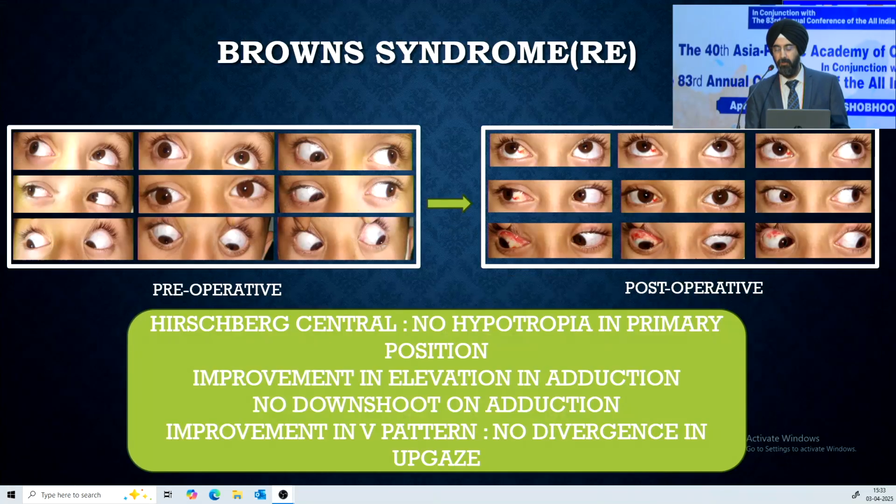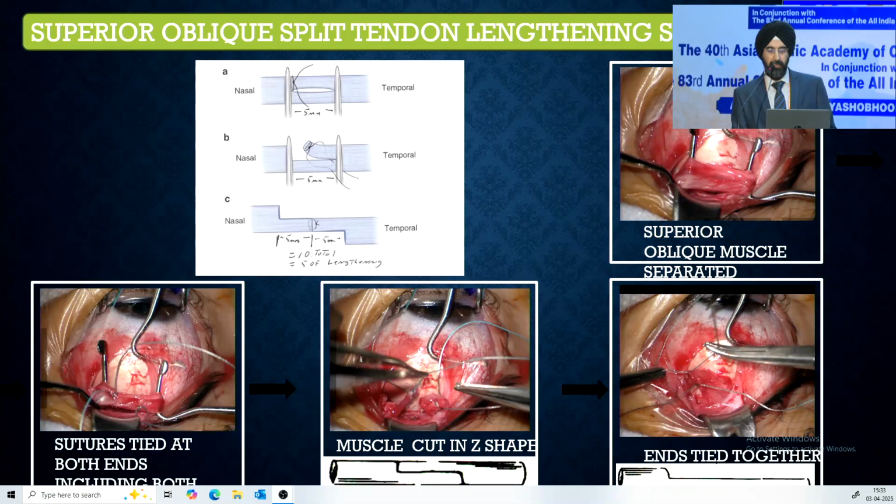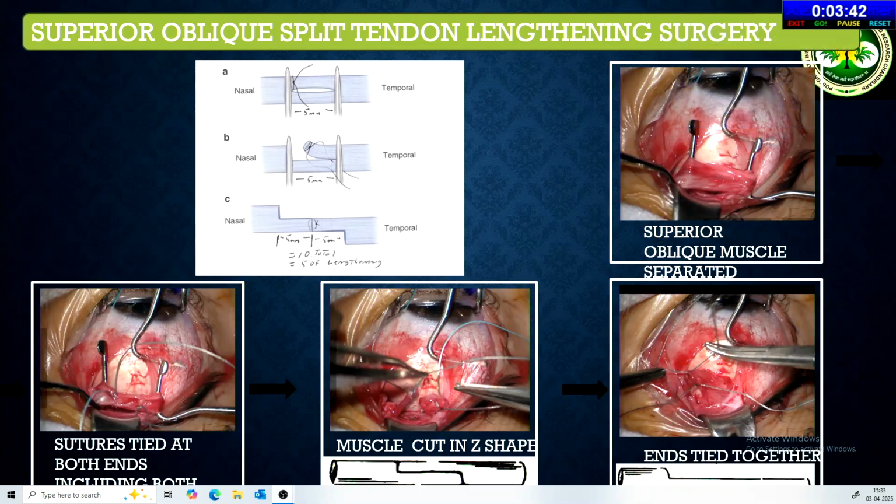Coming to Brown syndrome, another restrictive condition. Basically, the eye doesn't go up because of some superior oblique problem. If you see here, the patient is looking up, but this eye is not going up. That's because the superior oblique is tight. So what you do here is a split lengthening. That means in the superior oblique muscle, you lengthen the muscle by about 10 millimeters. You split half here, and split half here, so it lengthens. So that's what we did in this patient.